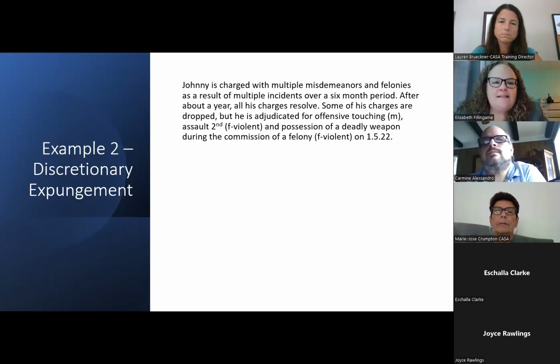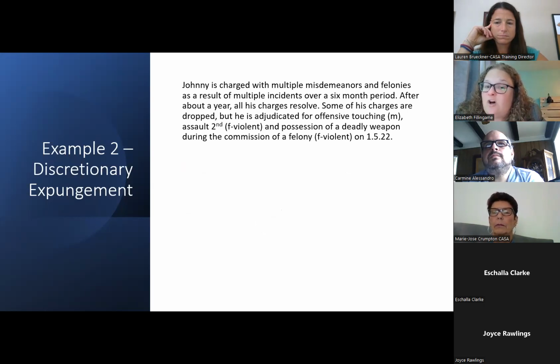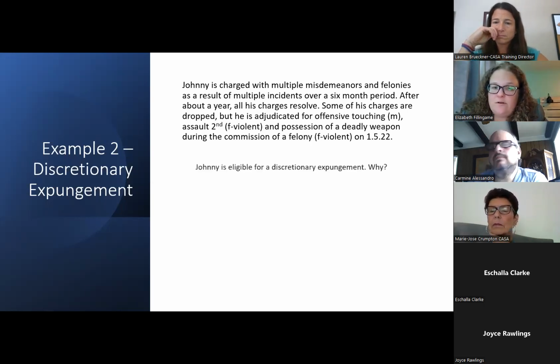All right. So another example: Johnny's charged with multiple misdemeanors and felonies as a result of multiple incidents over a 6-month period. After about a year, all of his charges resolve. Some of his charges are dropped, but he is adjudicated for offensive touching, which is a misdemeanor, and assault second, which is a violent felony, and possession of a deadly weapon during the commission of a felony, which is also a violent felony. And those charges resolve on January 5th, 2022.